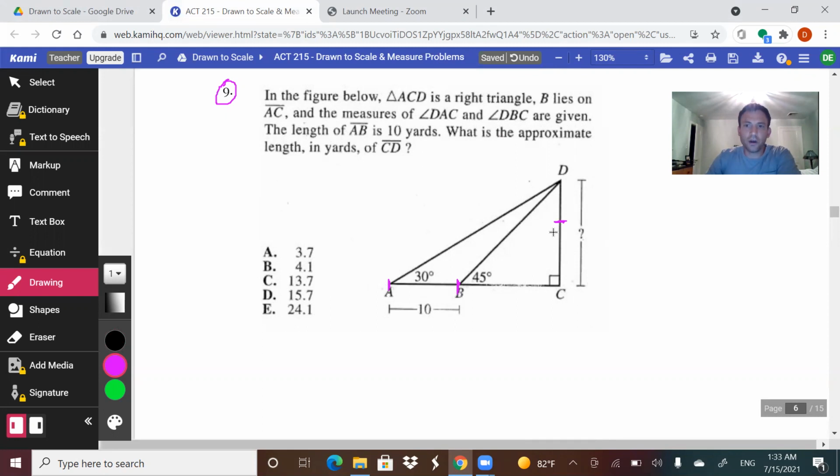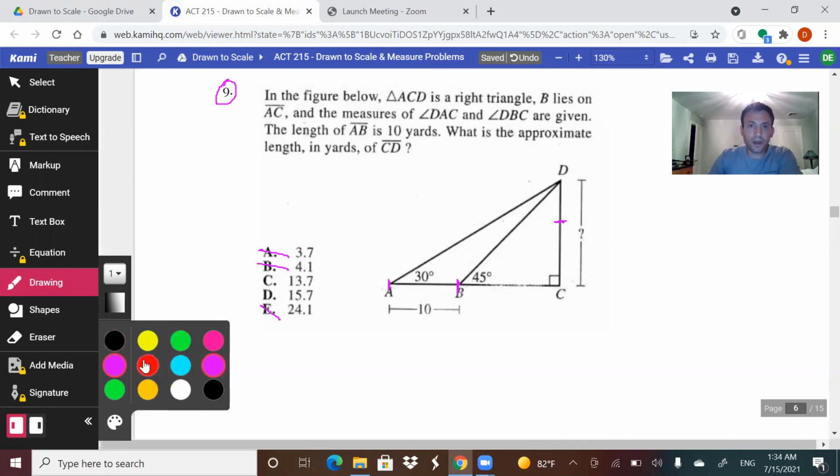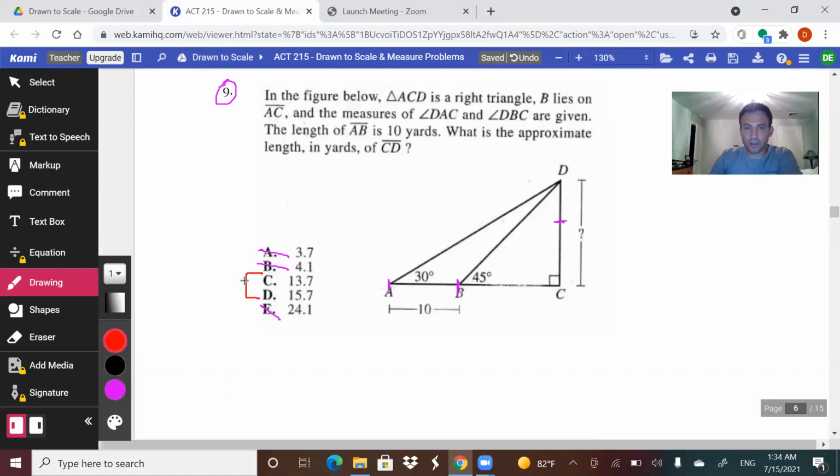Okay, well, first off, we know C to D is definitely not 3.7. It's definitely not 4.1. And it's definitely not double 10 and then some. So it's definitely not that. So just by knowing that this is drawn to scale, it's going to be C or D. So now I'll show you how to know 100%. But I'm telling you that if you really aren't sure, don't leave it to a 20% chance. Make it a 50% chance.